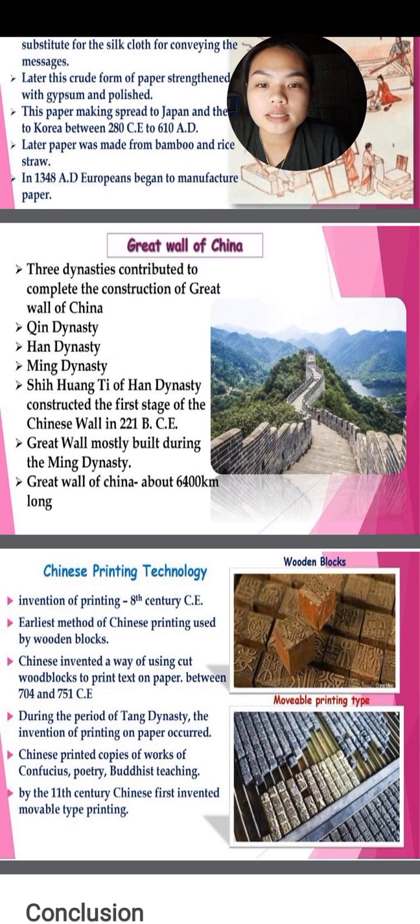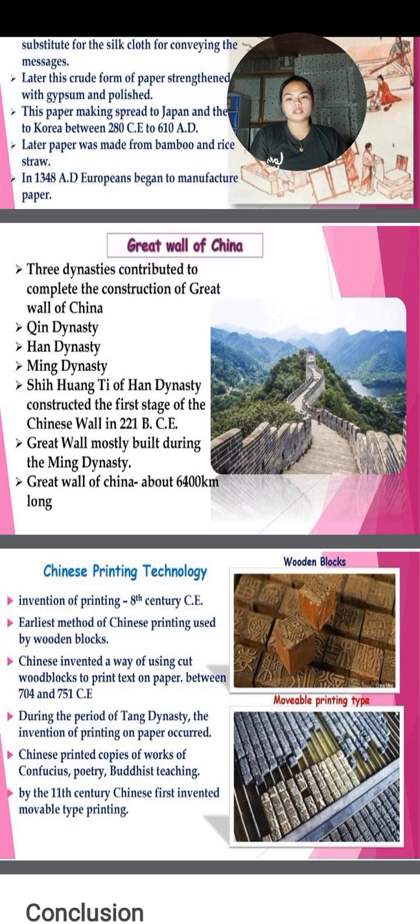Three dynasties contributed to the construction of the Great Wall of China: the Qin Dynasty, Han Dynasty, and Ming Dynasty. Shi Huangdi constructed the first stage of the Chinese Wall in 221 BCE. The Great Wall was mostly built during the Ming Dynasty. The Great Wall of China is about 6,400 kilometers long.